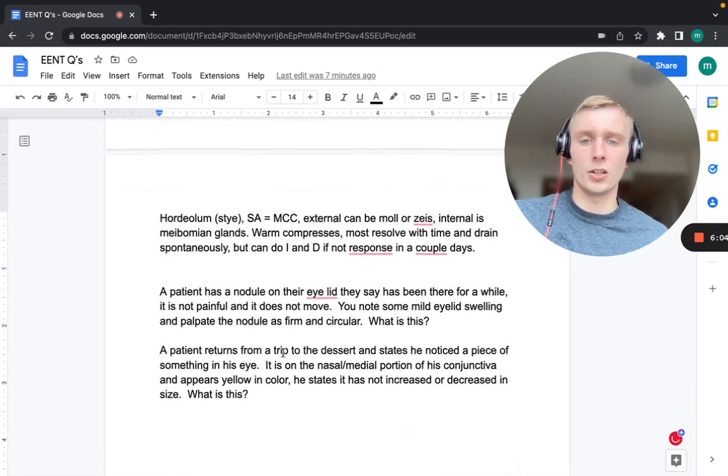A patient returns from a trip to the desert and states he has noticed a piece of something in his eye. He returned from a trip to the desert. It is in the nasal and medial portion of his conjunctiva and appears yellow in color. He states that it's not decreased or increased in size, so it's not growing. What is this?